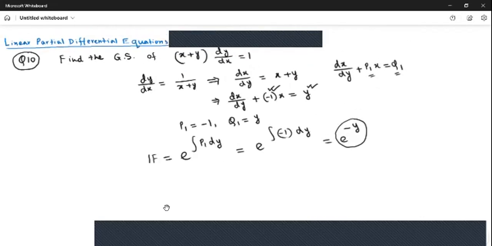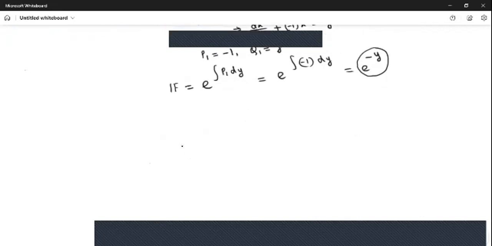so let's go ahead. The original equation was dx/dy plus minus 1 x equal to y. So now I will write the general solution. What would be the general solution? You will write x multiplied by the integrating factor is equal to integration of Q1 multiplied by the integrating factor dy here, correct? So be careful about this. It was not dx. Previously it was dx. Now it is dy here.